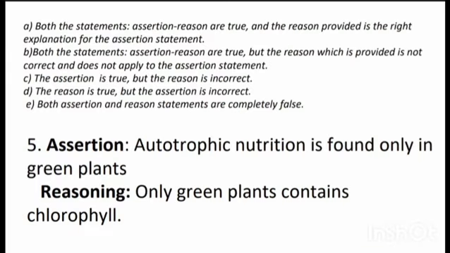Next question is autotrophic nutrition is found only in the green plants, and the reason given is only green plants contain chlorophyll. Here we can say that while green plants are the most common example, this form of nutrition is also utilized by algae and bacteria. So these organisms also create their own food while using sunlight. So here the reasoning is also false, as some of the algae and bacteria contain the chlorophyll pigment and they also produce their own food. So hence we can say that the assertion is false and the reasoning given is also false. It's not the correct answer.